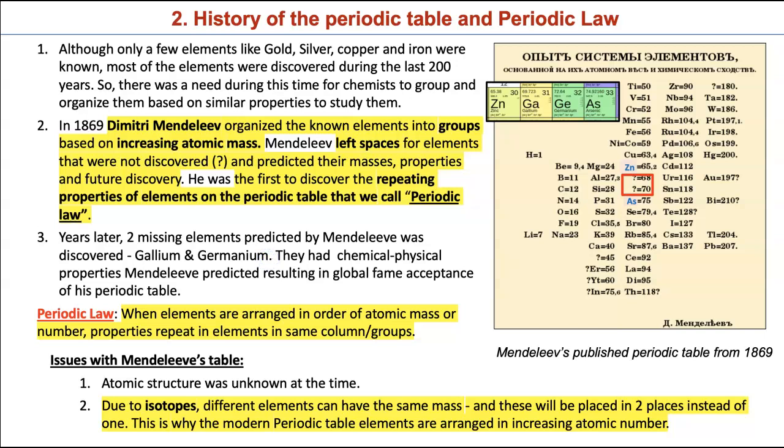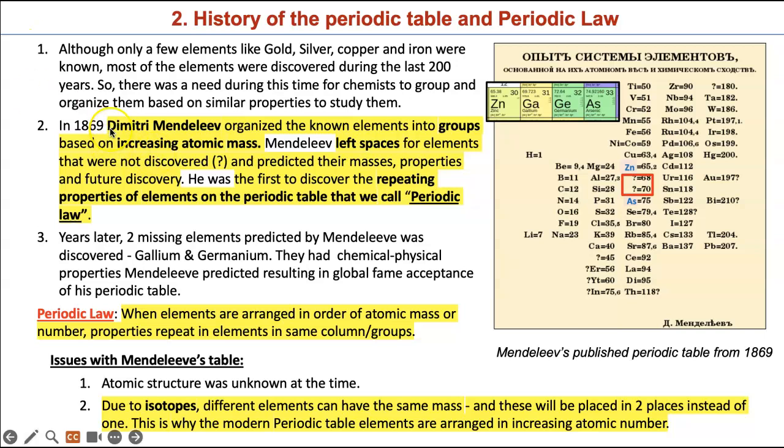So, second topic, history of the periodic table and periodic law. Most of the elements like gold, silver, copper, and iron were known for thousands of years, most of human history. But the last 200 years is when we discovered most of our elements. Since we had a growing list of elements, there was a need for scientists in the last 200 years to arrange them in an order so that you can study their chemical properties and teach them to students.